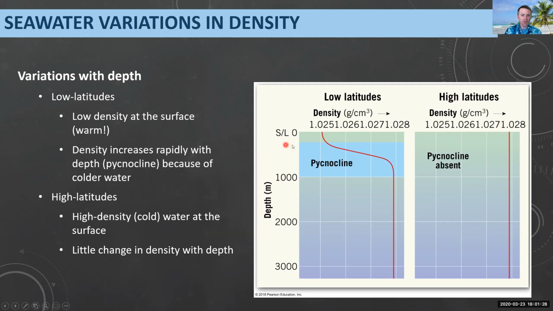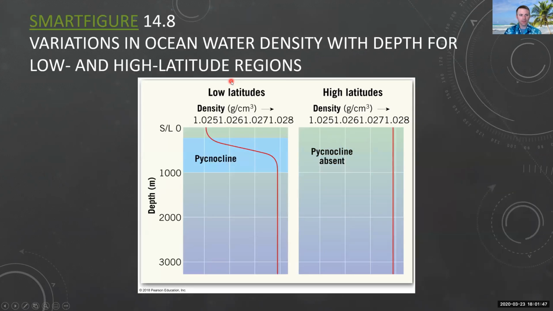So the thing you need to know here is that this is the pycnocline. This is where density increases greatly with depth, all right? So the fresher, warmer water would be on top. The more dense, colder water, sometimes saltier water, would be on the bottom. Pycnocline, fun word.